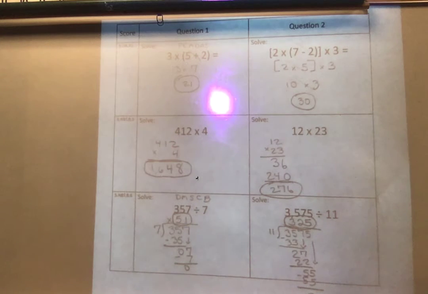Again, making sure we really understand. Parentheses come first is what our area of focus has been. Again, staying organized is important, doing one step at a time.